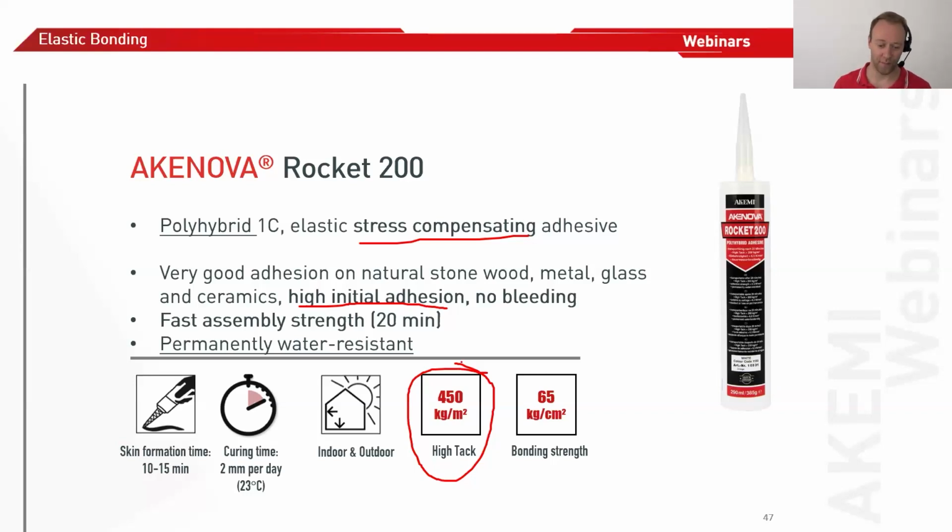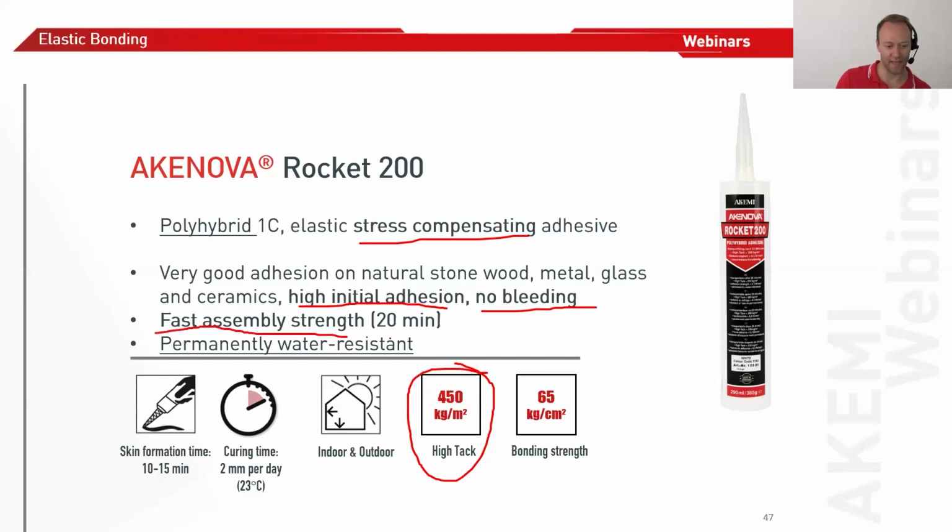We have improved the product now to 450 kg per square meter. So more than doubled the initial high-tack of the glue. So it's even stronger now. Of course, it's no bleeding. It's perfectly usable for all natural stones.